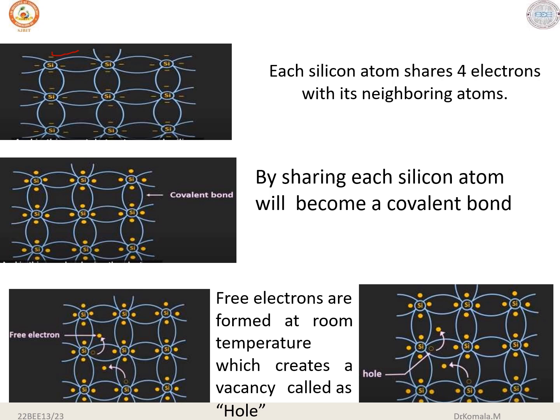So what happens whenever an electron is shared with the neighboring atoms? Whenever there is sharing in the silicon atom, it becomes a covalent bond.